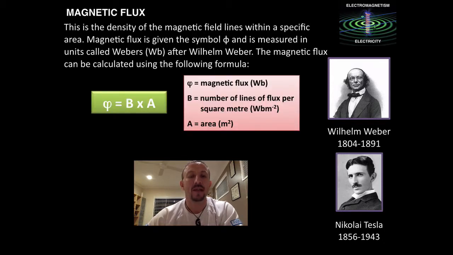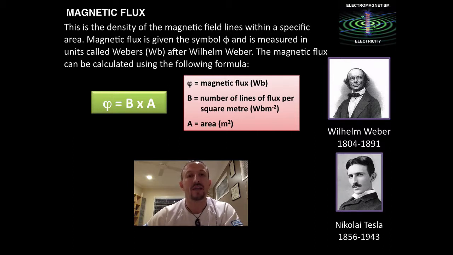Now the formula is psi, which is the magnetic flux measured in Webers, equals the magnetic field strength B times the area. Now the area is going to be measured in meters squared, and the magnetic field lines will be the number of lines per square meter, so it's Webers per meter squared. So basically we use psi equals B times A to work out our magnetic flux. Now this will be useful to us later on when we look at Faraday's law.